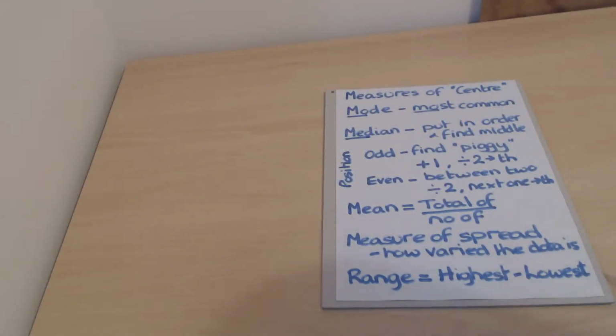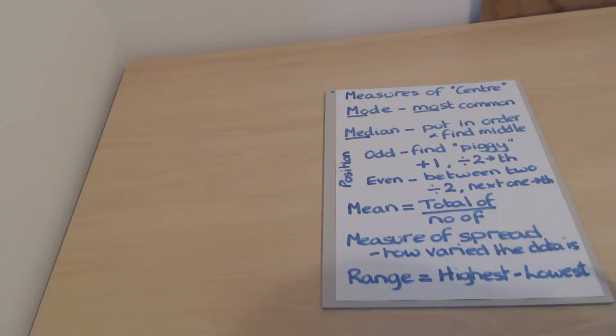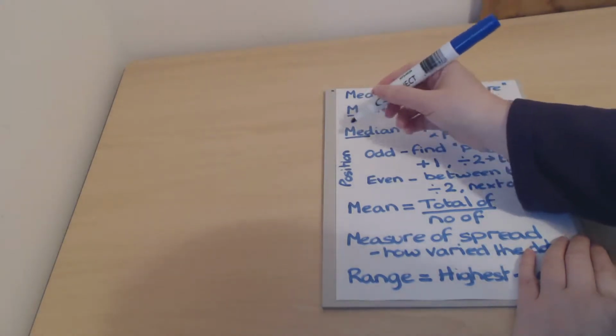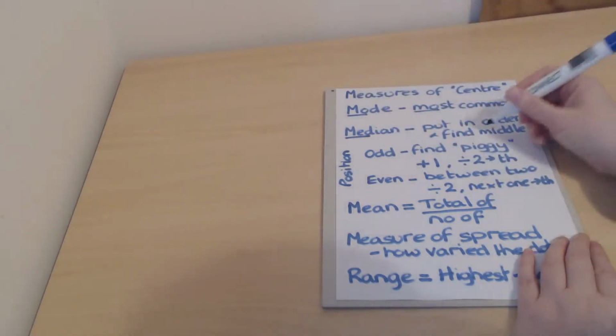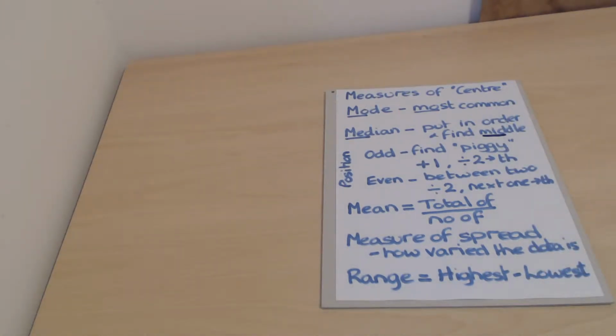Next we've got median. To find the median we have to put the numbers in order and then find the middle. I'll talk about the middle bit in a minute. But just notice we've got med here, which is medium or whatever, and middle. So that's your sort of reminder to help you remember the median. Now, with the median, it's all about finding the position, the middle position.